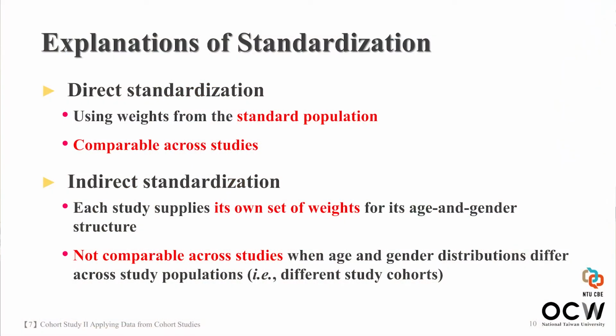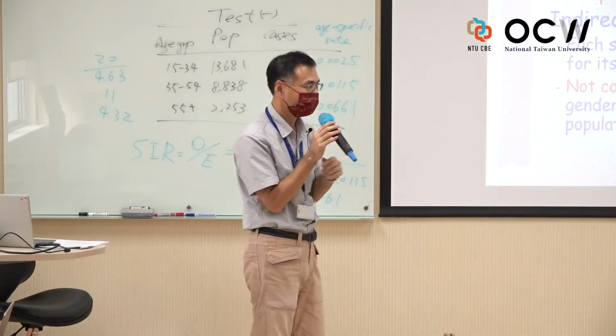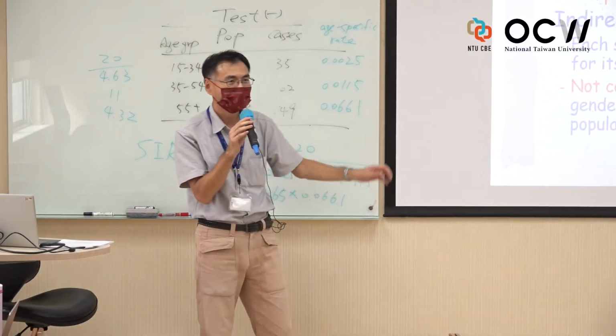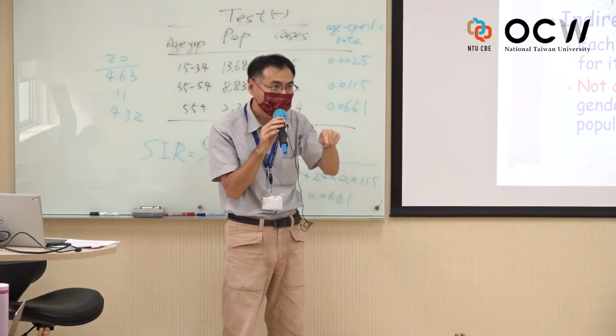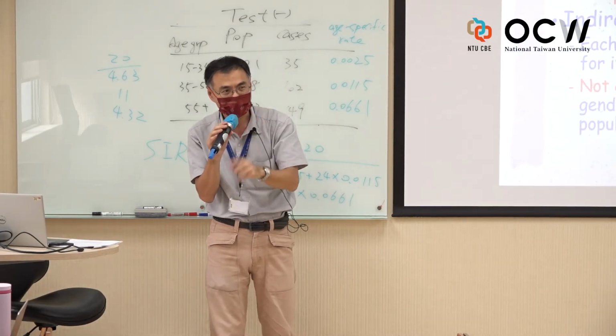So it's not comparable across studies when age and gender distribution differ across study populations. Or we could say that they have different study cohorts, so they are not comparable. It only makes sense for your study population to be compared to the general population.